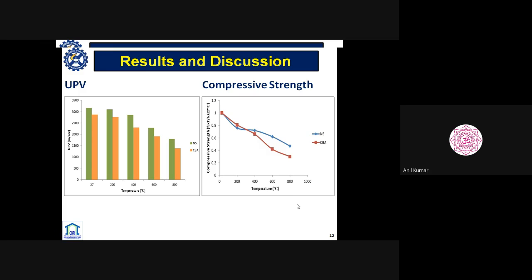So here, for the two mixes, there is a point around 300 degrees Celsius. Compressive strength is almost the same because these two curves are crossing each other. I mean, why is this reversal of behavior there? What could be the reason which can be attributed to this phenomenon?